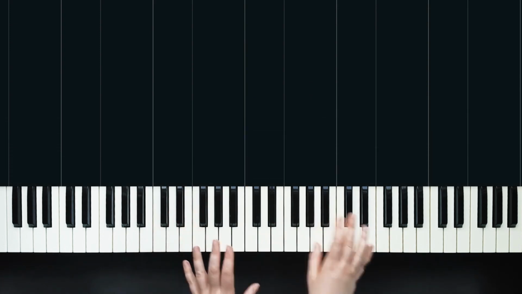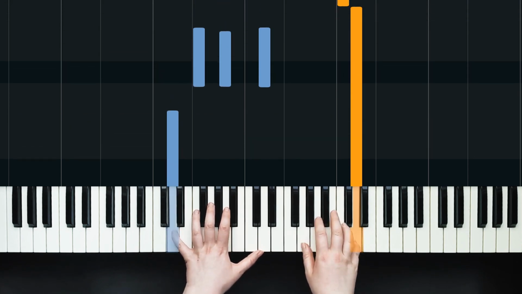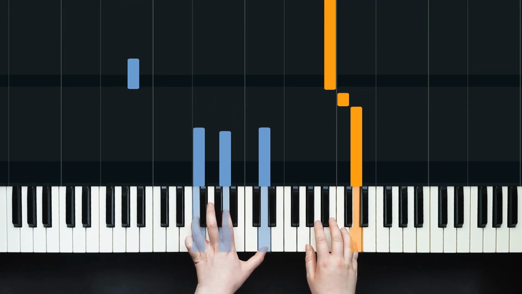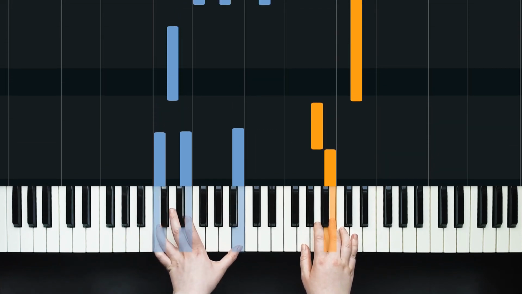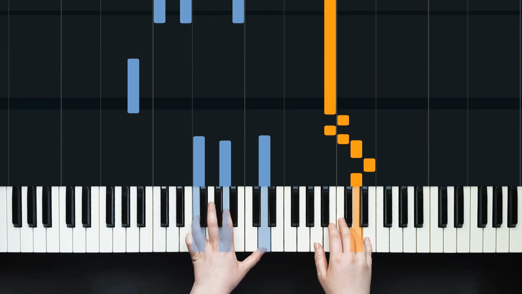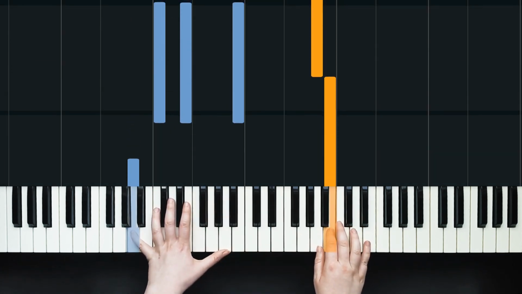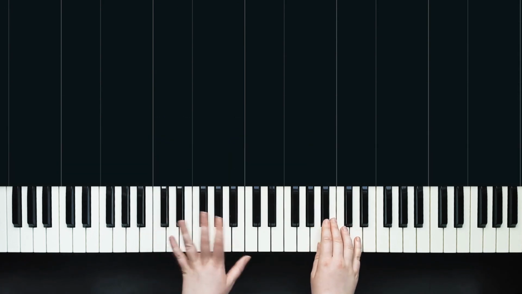So let's just practice that whole first bit together. Here we go. 1, 2, 3, 1, 2, 3, 1, 2, 3, 1, 2, 3, 1, 2 and 3, 1, 2, 3, 1, 2 and diddly, 1, 2, 3, 1, 2 and 3. That's the whole of the first bit.